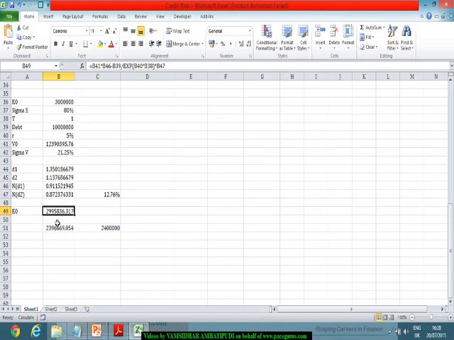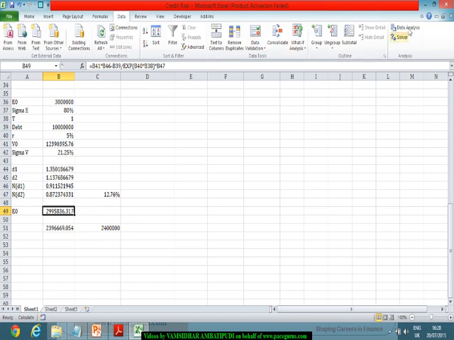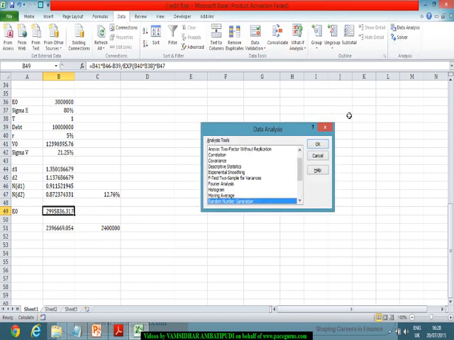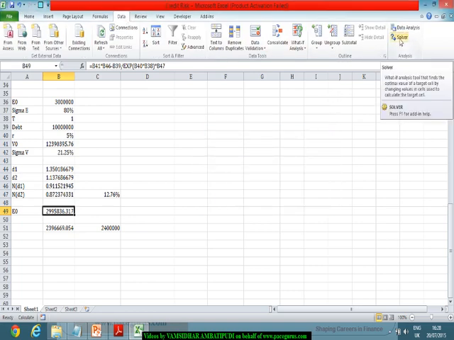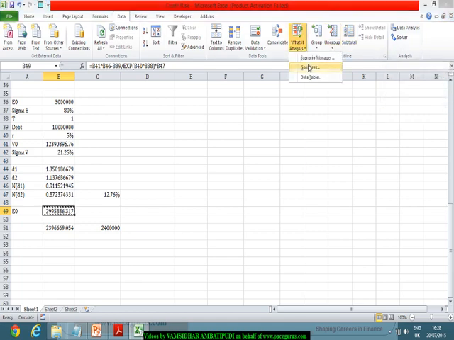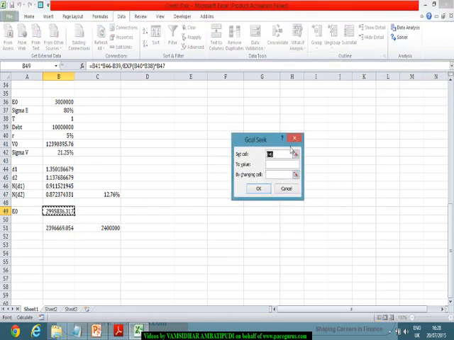Probably from here, we will directly do the solver data analysis, or we'll directly do the what-if analysis part now, where I would like to make this value close to 3 million, and I would like a little bit of change on sigma V.